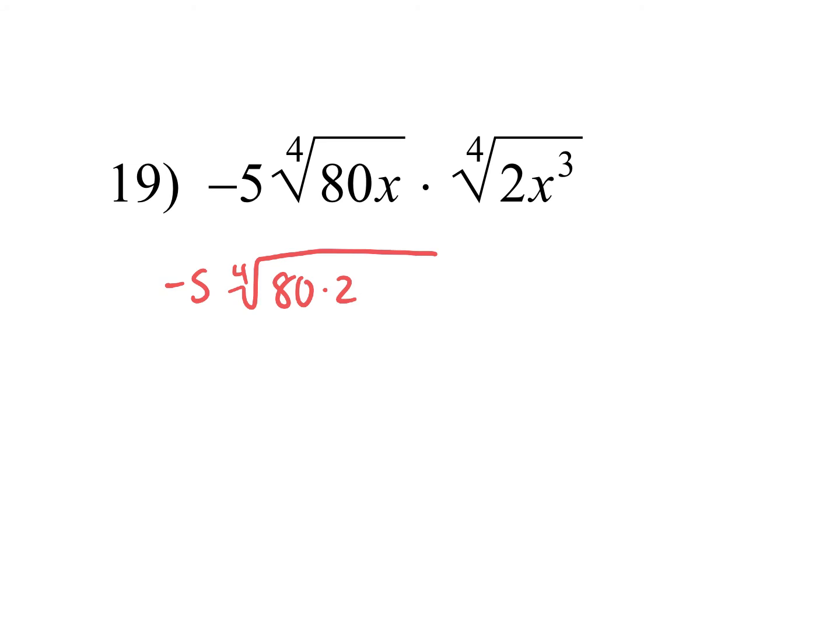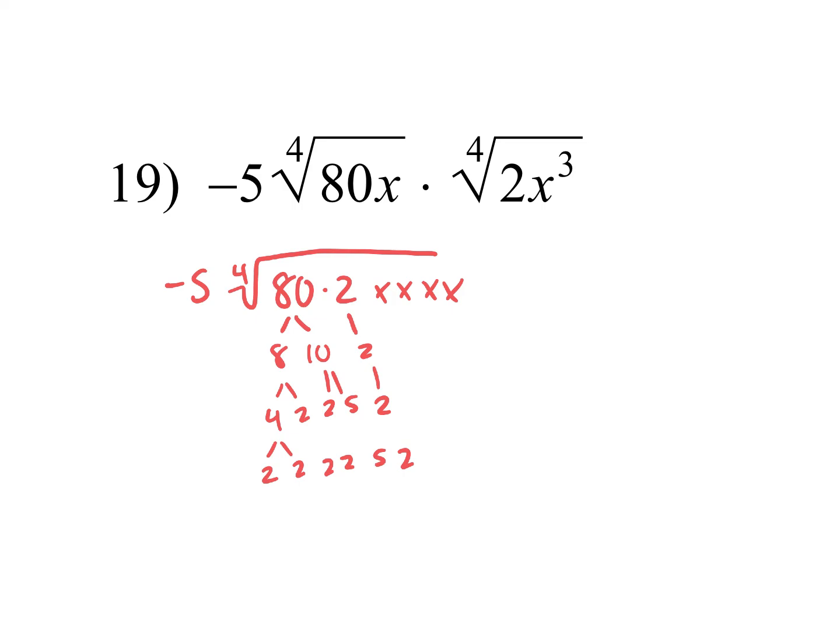And then how many x's do I have? 4. So what should I do next? What are 2 factors of 80? 8 and 10, 2 and 2. What are 2 factors of 8? 2 and 4, and 2 and 5. And 2 factors of 4? So I have 2, 2, 2, 2, 5, 2.